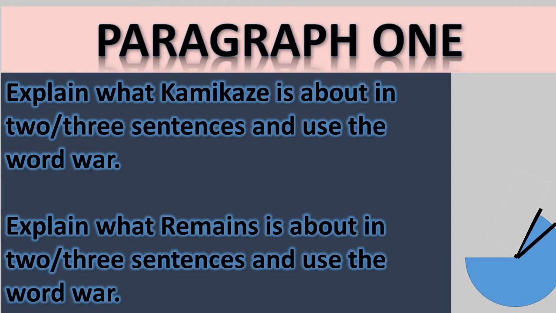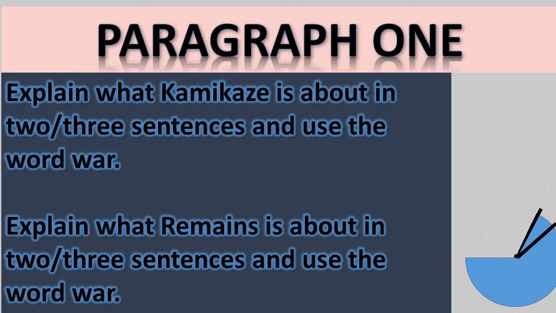Okay, paragraph 1. This is the best way to start your response. You're going to start with a paragraph that introduces the two poems that you've chosen to write about, the named one and then the one from your memory. In this instance, we're using Remains. What we're going to do is link both poems to the question. So the question is asking us about war.